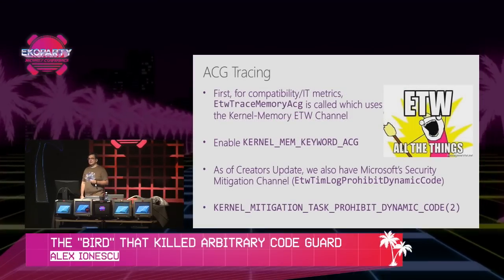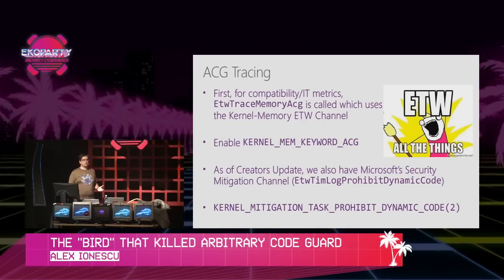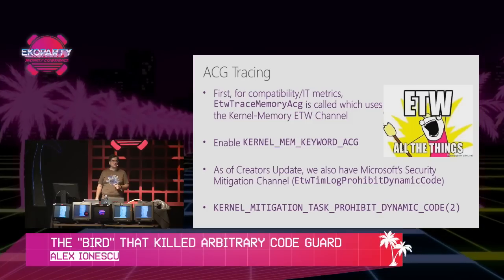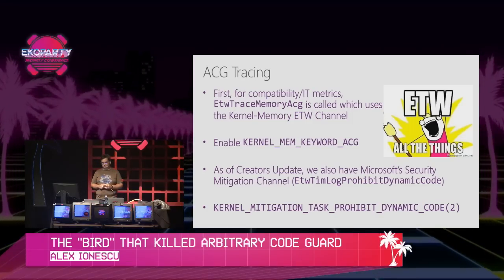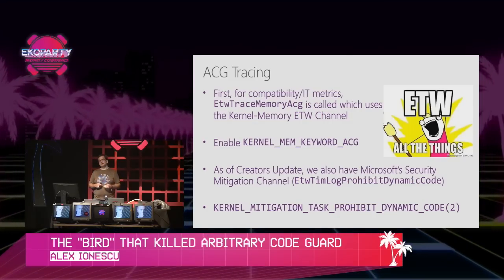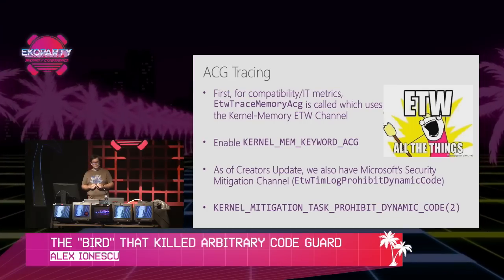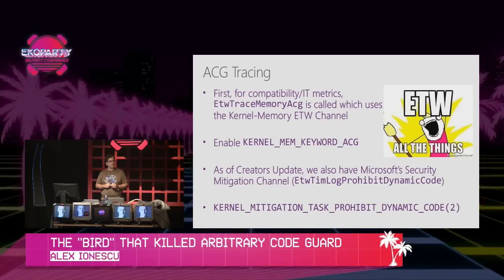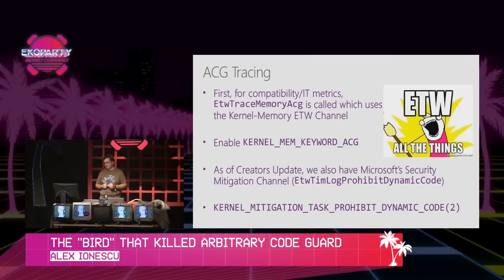Well, we're talking here about ETW, event tracing for Windows, which is the infrastructure that's been there since Windows 2000 to produce events in the event log and other tools that can collect them about what's going on with your system. And so you can enable ETW events to know whenever someone has violated ACG, and there's two ways of doing that.